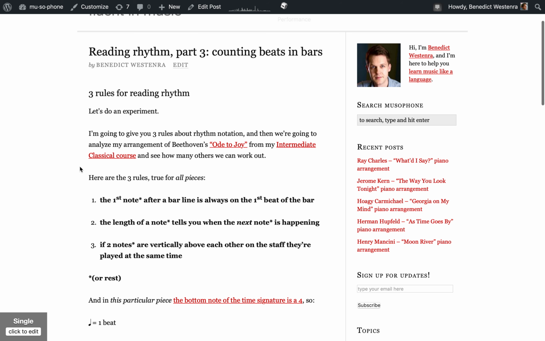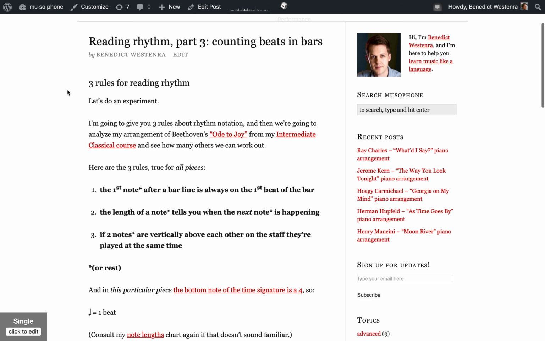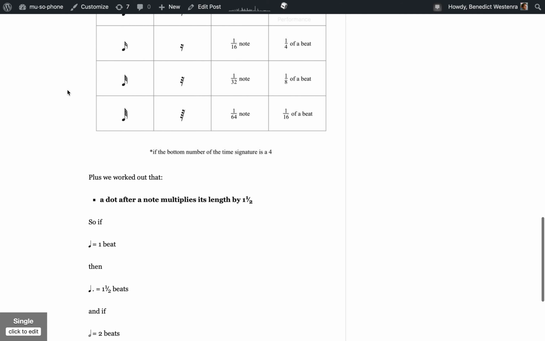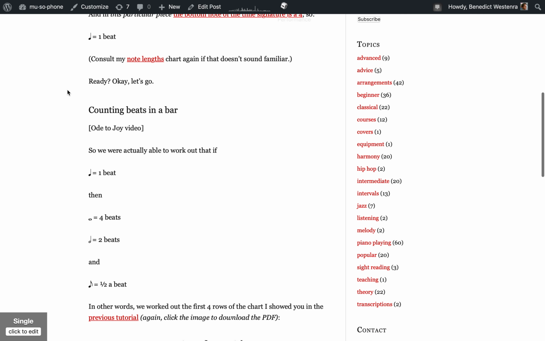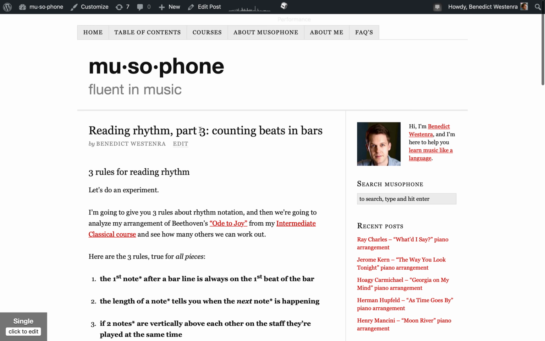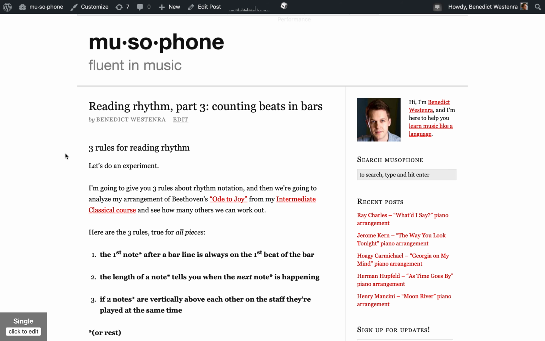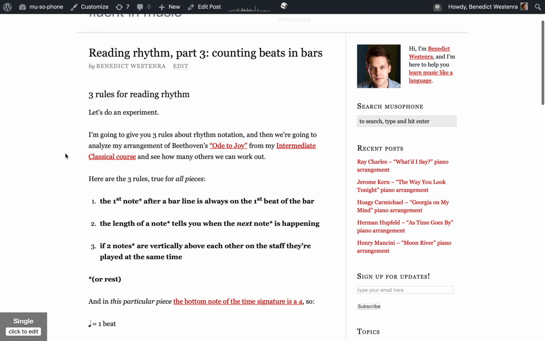Now, these rules are written in my article, Reading Rhythm Part 3, Counting Beats in Bars. So this is the context for the video. If you've come across this video on YouTube or elsewhere, follow the link in the description and it'll take you to the complete tutorial because it gives you the context, like you're going to need this chart and so on. And also it's part 3 of currently about a 12-part course on reading rhythm in music. So you need to have done parts 1 and 2, the previous 2 tutorials, in order to have the context to make sense of this video. So do that first if you haven't.